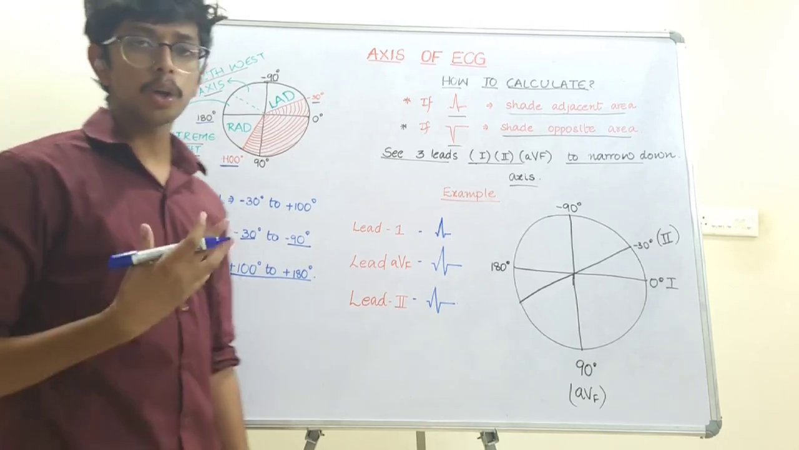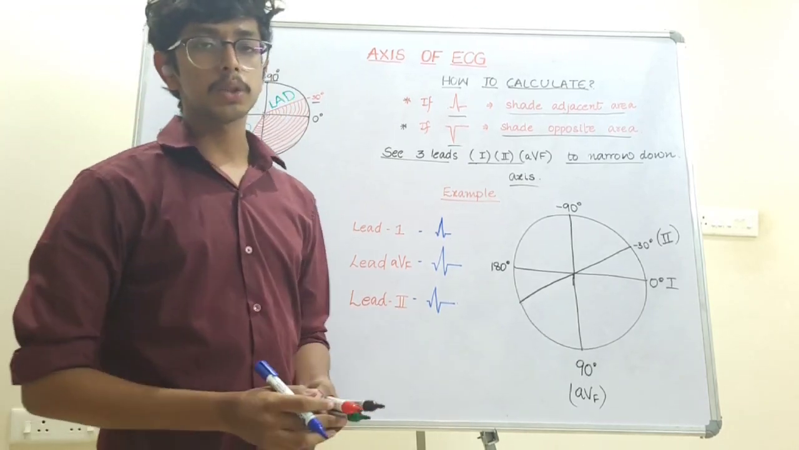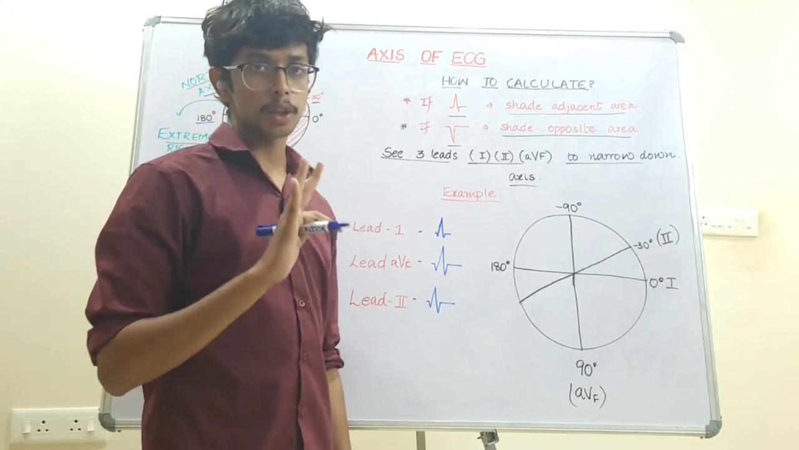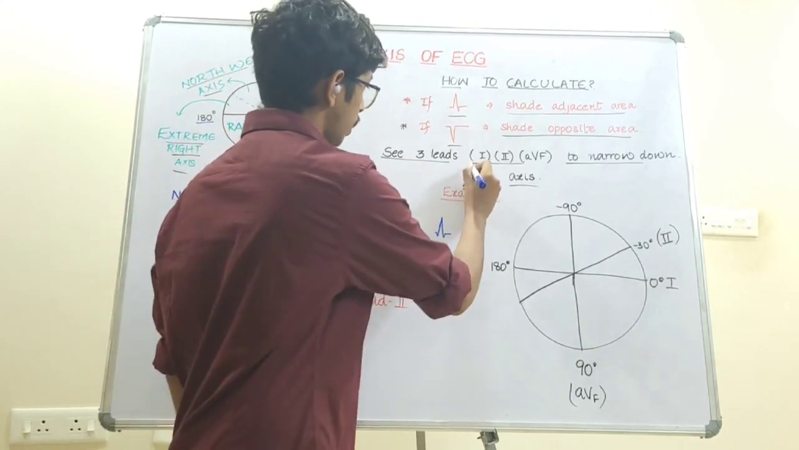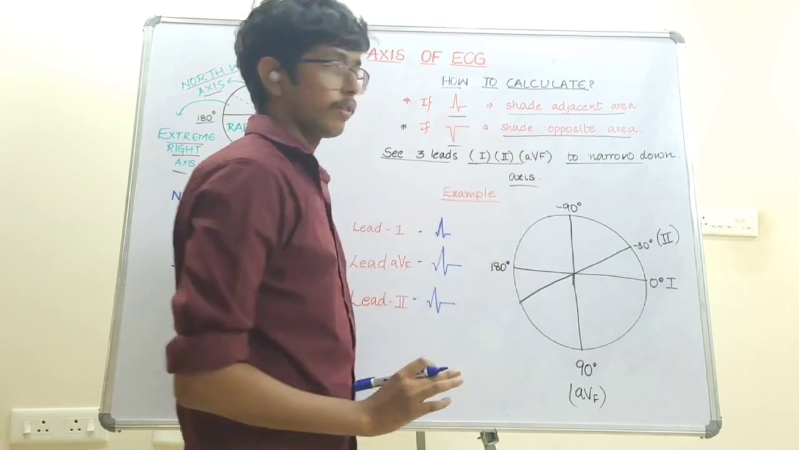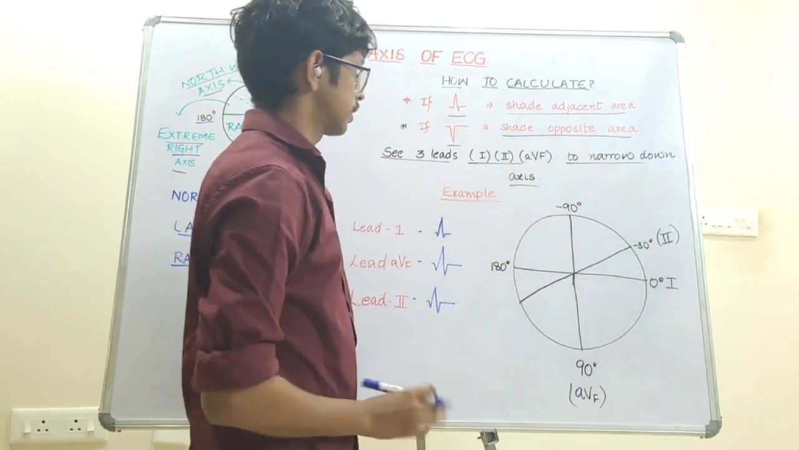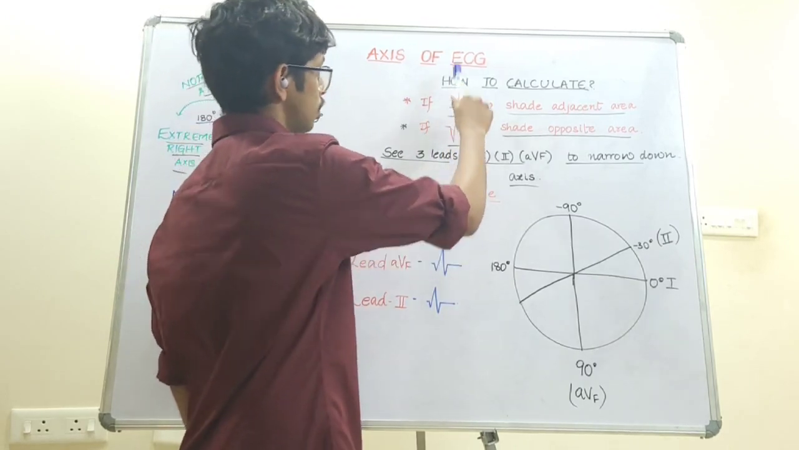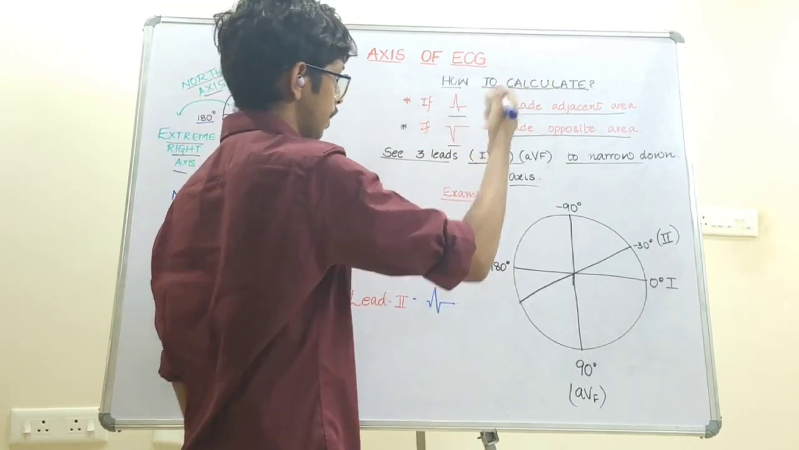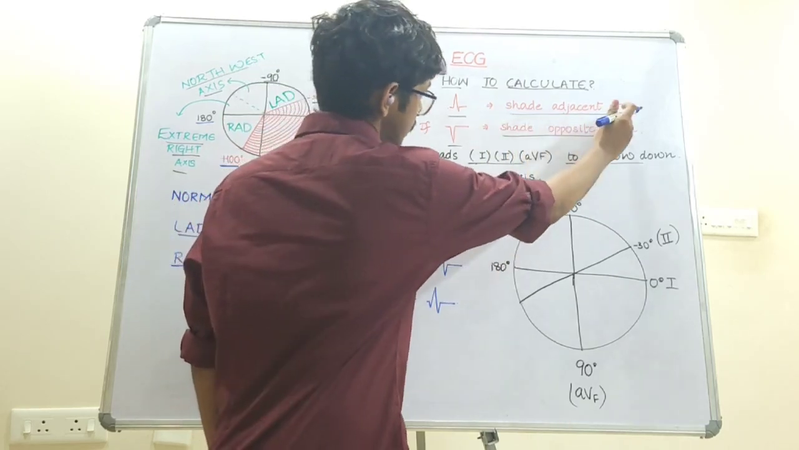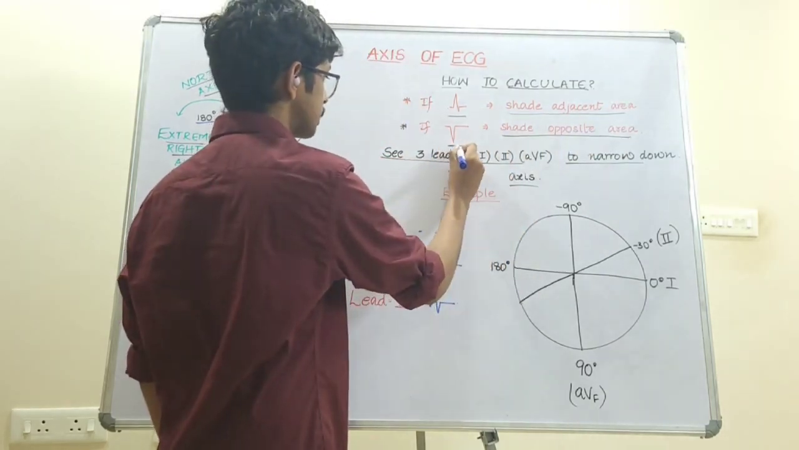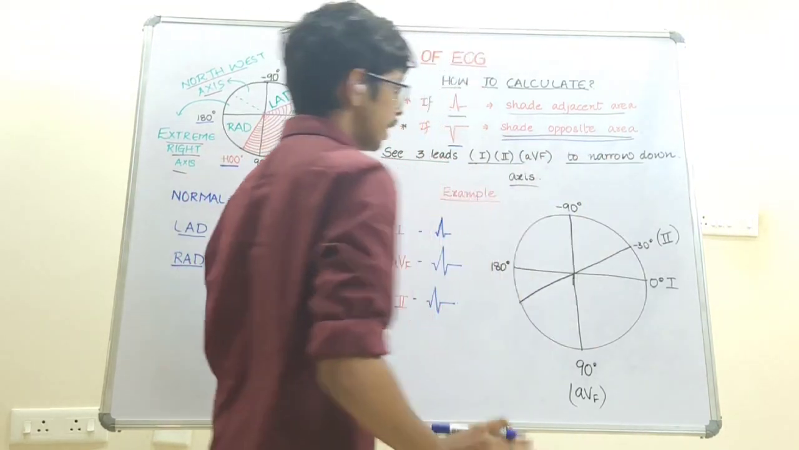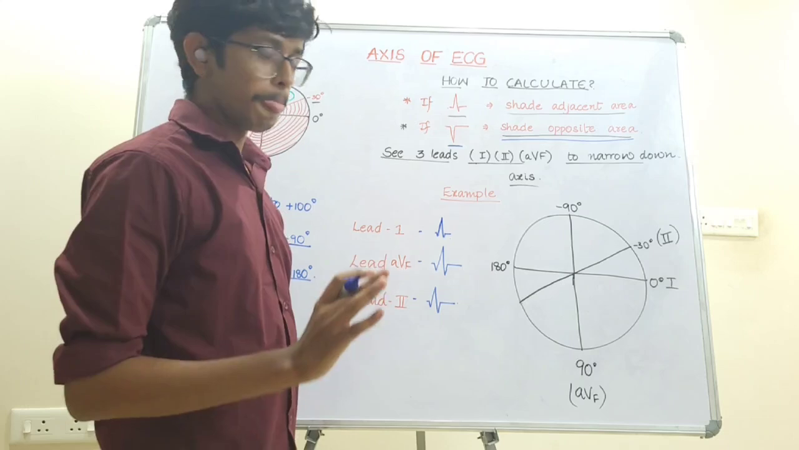Now let us see how to calculate this axis. For this you have to keep two things in your mind. You have to see at least the waves of 3 leads, that is lead 1, lead 2 and lead AVF, to narrow down the axis. If the QRS complexes in these leads are positive or deflected towards the upper side, then you have to shade the adjacent area, and if the QRS complexes are majorly negative, you have to shade the opposite area. Let us understand this with an example.